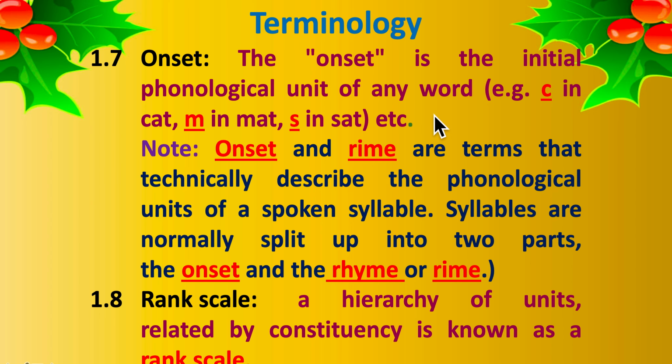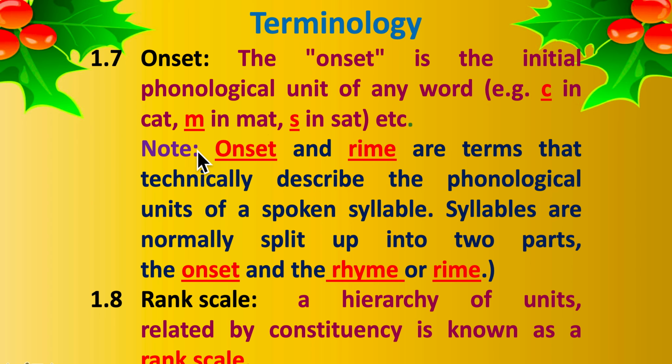Look, the onset sometimes helps children memorize new words. How? Because look here, if you look at the spelling of cat, mat and sat, you find that there is AT here also, AT also here, AT also here. In all three words, at the end we have at. How will children learn the new words? Because of recognizing the initial phonological unit, how it is different from the other, like C in cat, M in mat, S in sat, and this helps children in memorizing new words. So this is known as onset.